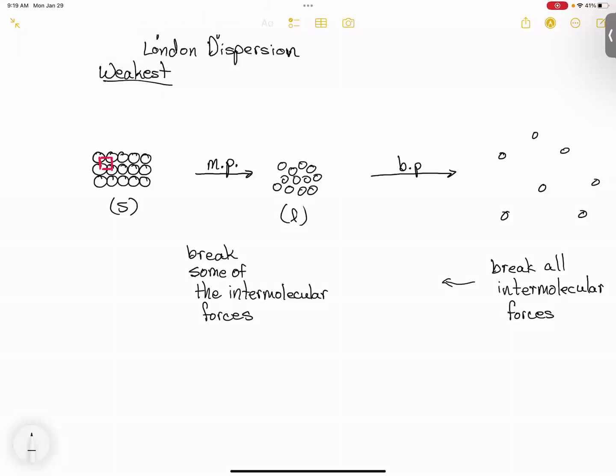Now, dipole, I still have those forces in play, but they're not holding on very tight. They're just holding. I still have to put in some energy to pull them apart, but I'm not going to have to put in near as much. So dipole has a lower melting point and lower boiling point than compounds that have hydrogen bonding.